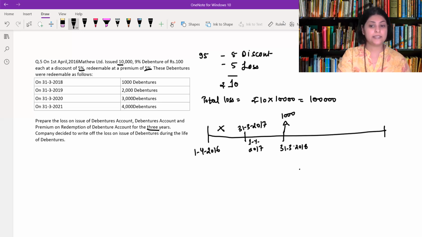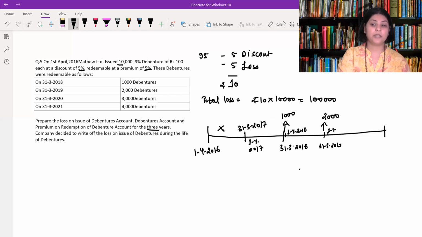Now, next year, the year starts from 1st April 2018, and it will obviously end on 31st of March 2019. On this date also, company redeemed how many debentures? Company redeemed 2,000 debentures. Okay, so I had 9,000 debentures. Now I have redeemed 2,000 more debentures. So how many debentures are left? I have got 7,000 debentures. So company has 7,000 debentures outstanding.